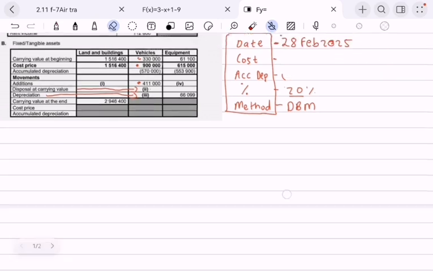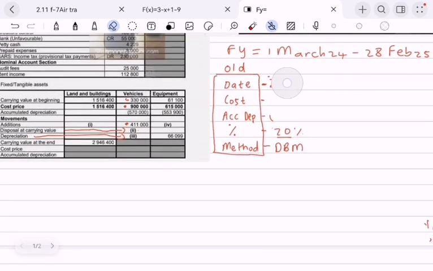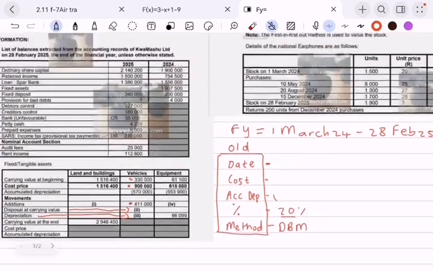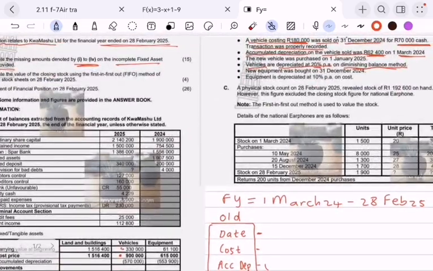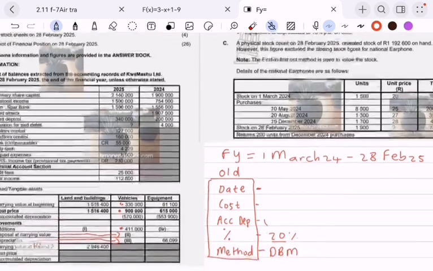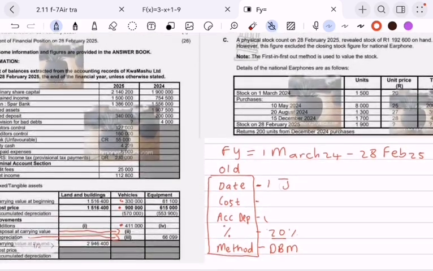Beauty, beauty, beauty. Right. So let's go read from our information. When was this asset bought? So they said to us, accumulated depreciation. Oh, they said the new vehicle was purchased on 1st January 2025. Beautiful. So it was purchased on 1st January 2025.